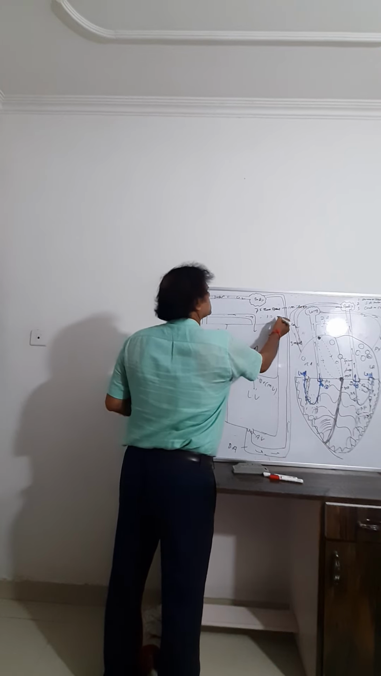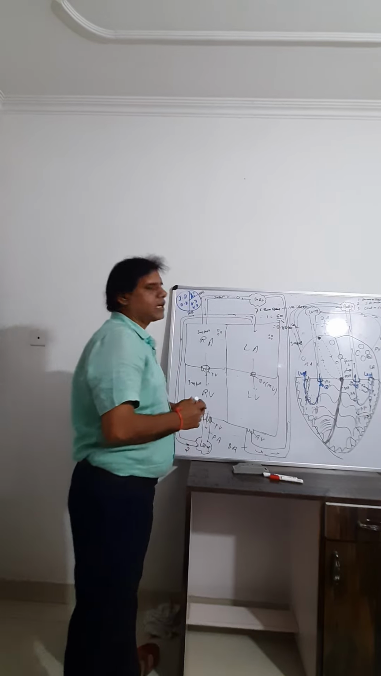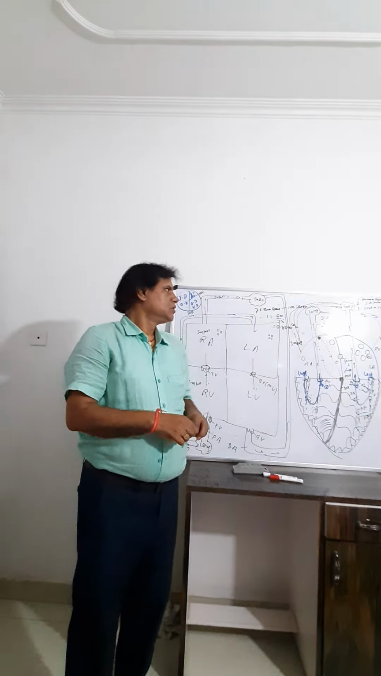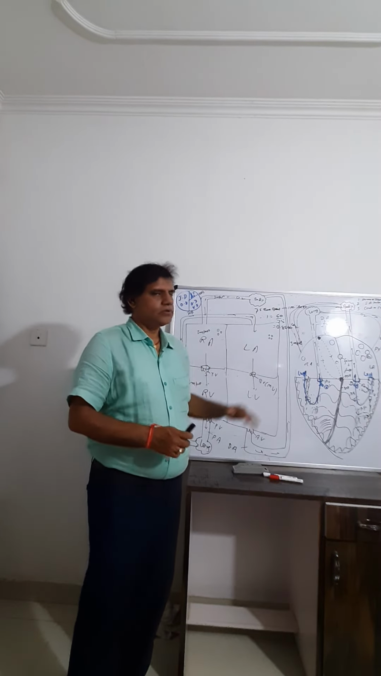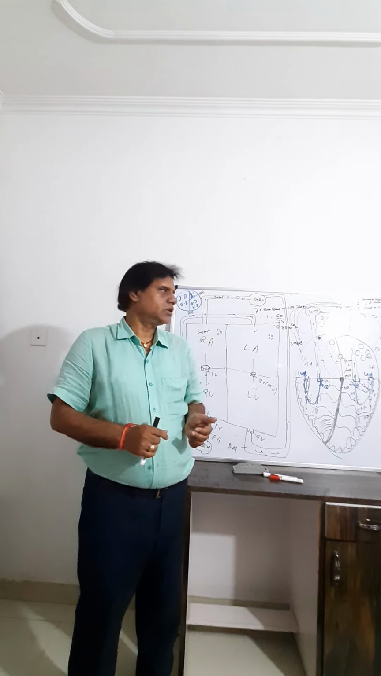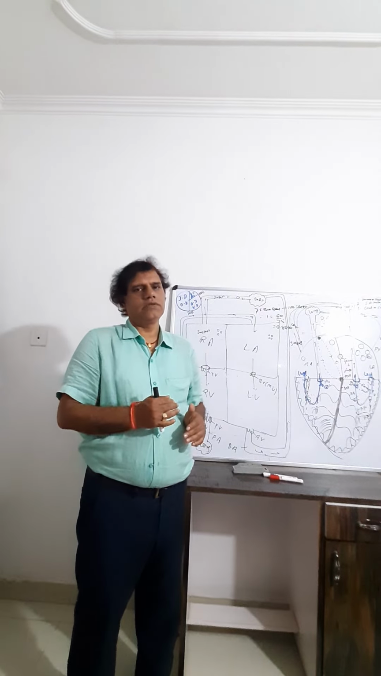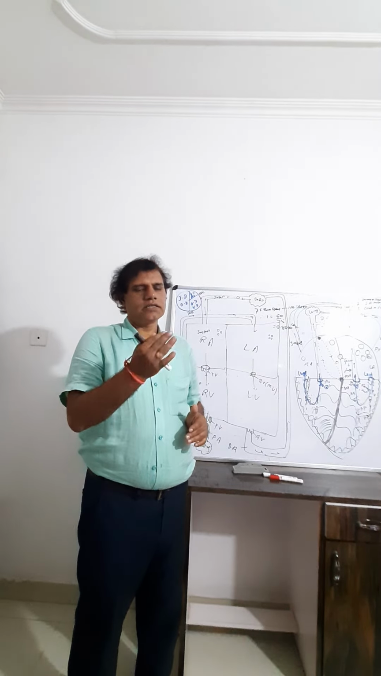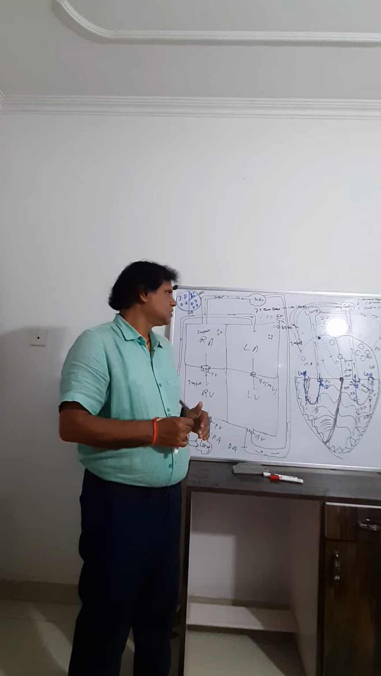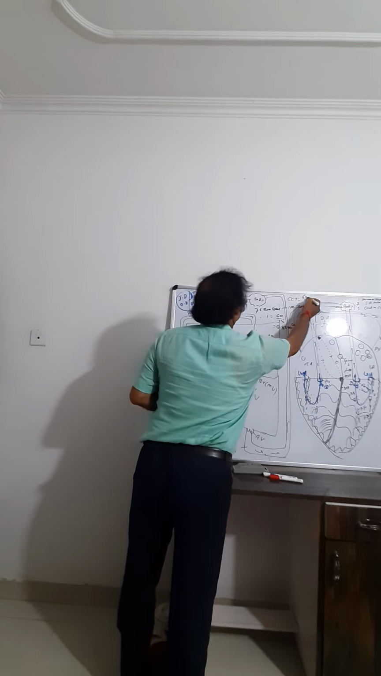So 1 beat takes 60 by 75, and that is around 0.8 second. So the cardiac cycle time is 0.8 second. The cardiac cycle time depends upon the heart rate, and it is inversely proportional to the heart rate. So the cardiac cycle time means 60 by heart rate. If heart rate is increased, cardiac cycle time decreases. So the cardiac cycle time is equal to 60 by heart rate.